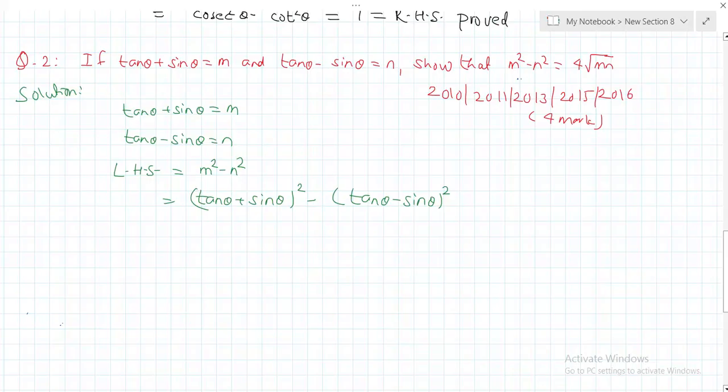Now we can use the formula a plus b whole square and a minus b whole square. So a plus b whole square formula is a square plus 2ab plus b square, and similarly a minus b whole square formula is a square minus 2ab plus b square. In this way you can solve this. So let us see how can we do this.